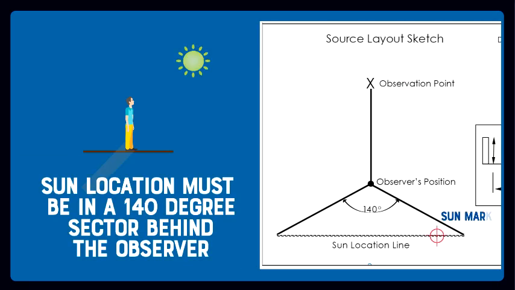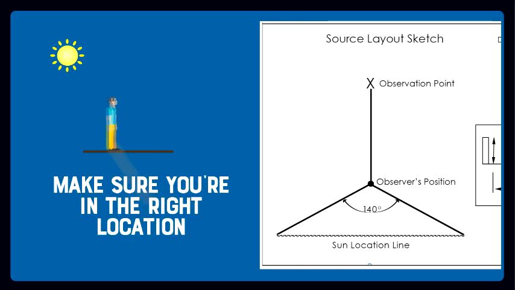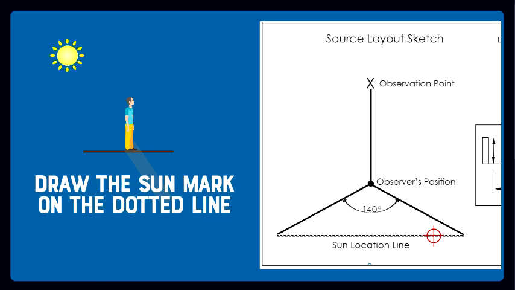Recall that the sun must be in a 140-degree sector behind the observer. So first ensure you are in the correct position and draw the sun location on the dotted line.